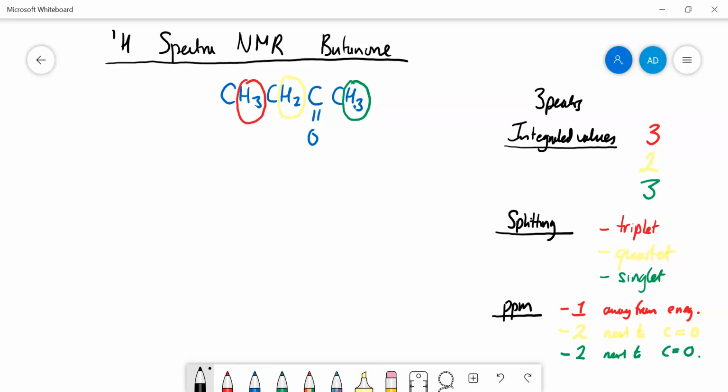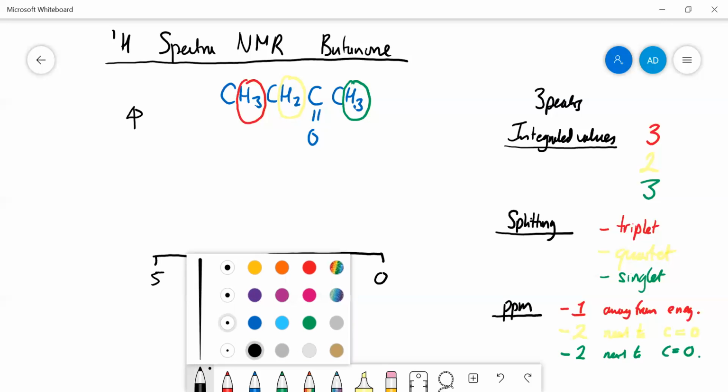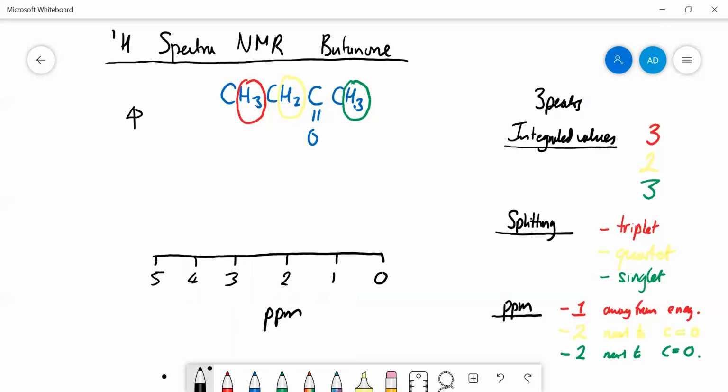Okay, so ppm scale. And on this scale, you've got increasing absorbance of radio waves. Well, we're going to get the red one is going to give us a triplet, and that's going to be about 1 ppm. So the triplet would look something like that.